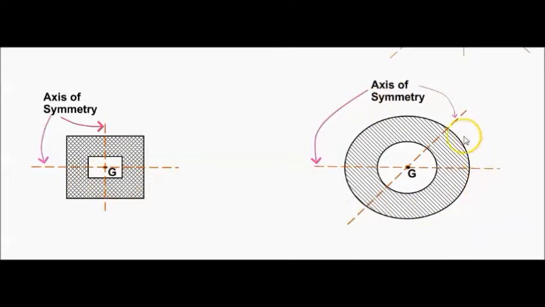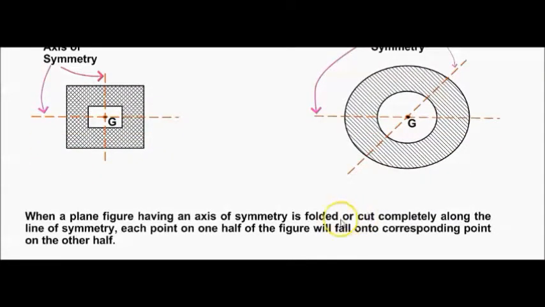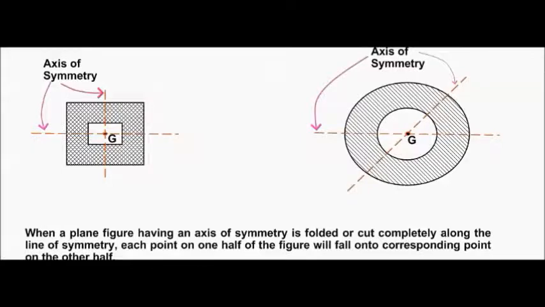Similarly, in the case of a circular lamina, if you make a circular hole concentric, again this centroid lies at its center, which is not existing on the sheet. It is floating in thin air. So we see that when a plane figure having an axis of symmetry is folded or cut, for example here if you cut it, or along this diagonal if you cut the circular one, each part can be stacked on the other so that corresponding points exactly line up. So it is very easy for us to identify the centroid if there are lines of symmetry.